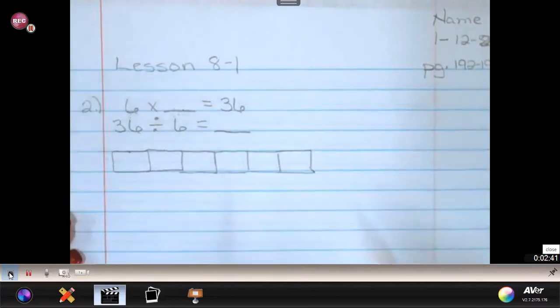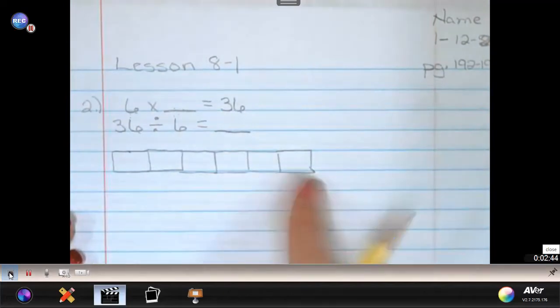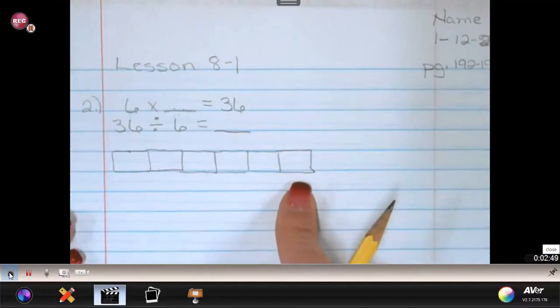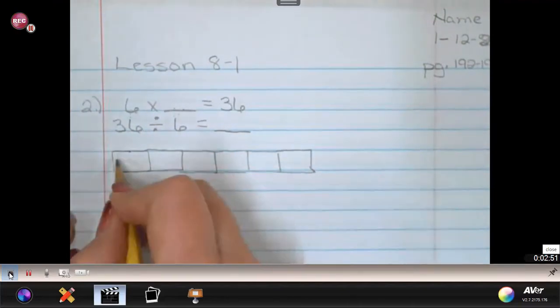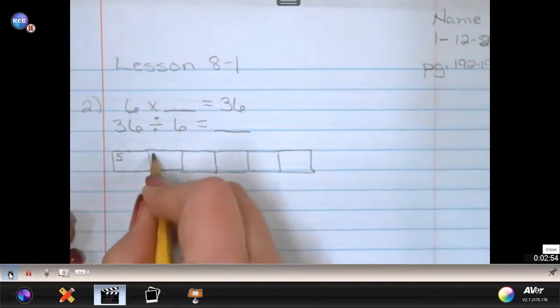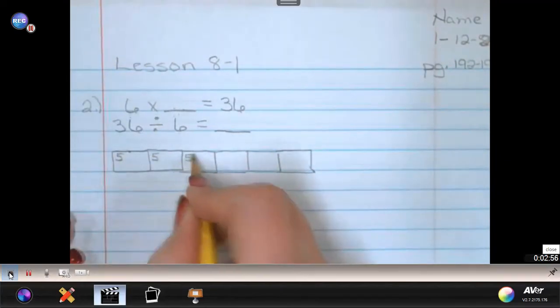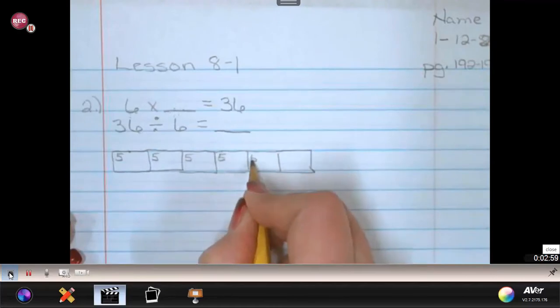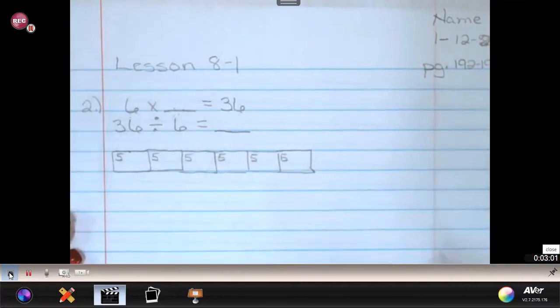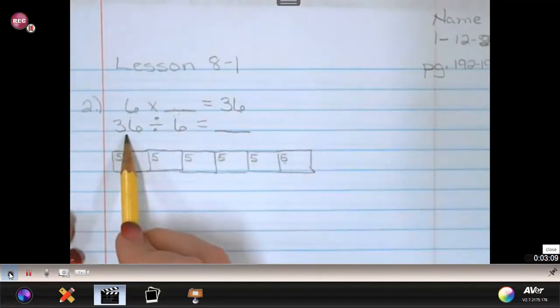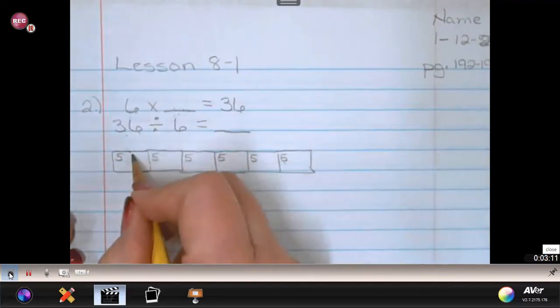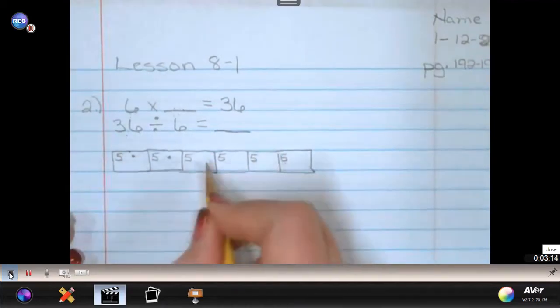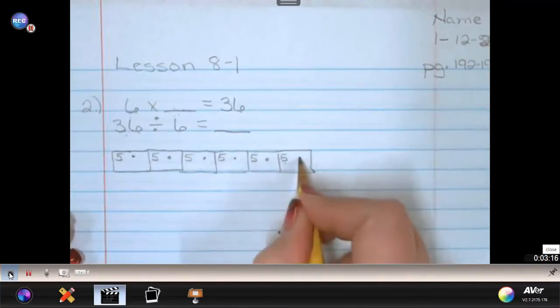So in this case, I have 1, 2, 3, 4, 5, 6 groups, and I'm going to put an equal number in each group. So if I started, let's say for example, if I wanted to start with 5, what is 5 times 6? Well, 5 groups of 6 or 6 groups of 5 would be 5, 10, 15, 20, 25, and 30. Well, that's not 36, but it's not over, which means we can add another one in here. 31, 32, 33, 34, 35, and 36.